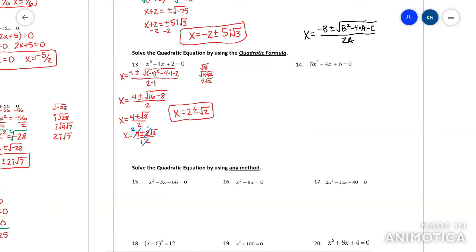Next one, same thing. Label a, b, c, plug it into the equation. So it would look like this. Negative b, change the sign of b, so it's a positive 4 plus or minus the square root of b squared, which is negative 4 squared, minus 4 times a times c, and it's all over 2 times a. Work inside the root first. So negative 4 squared is 16. Minus 4 times 3 is minus 12. Times 5 is minus 60. And then it's all over 6.